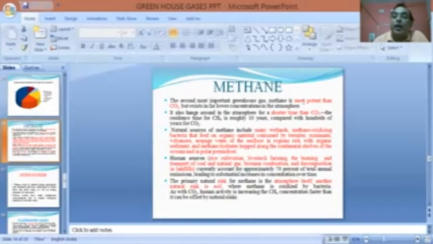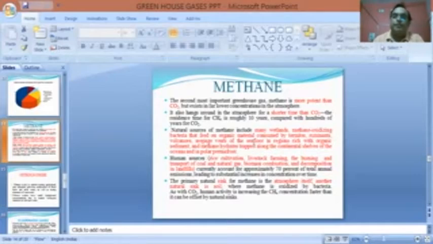But as far as the potency of heat trapping is concerned, it is more potent than carbon dioxide. Since its concentration in the atmosphere is far less than carbon dioxide, it is the second most important greenhouse gas, but its potency, in itself, is far more dangerous. Its potency of trapping heat and radiating it back to the atmosphere is far greater than carbon dioxide.